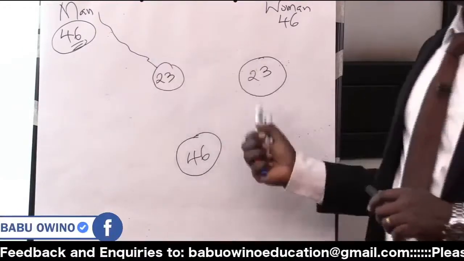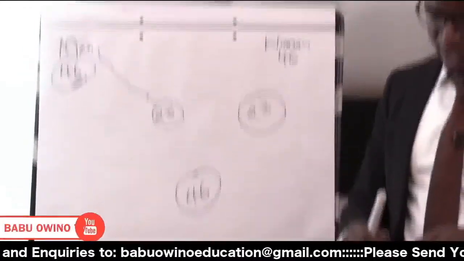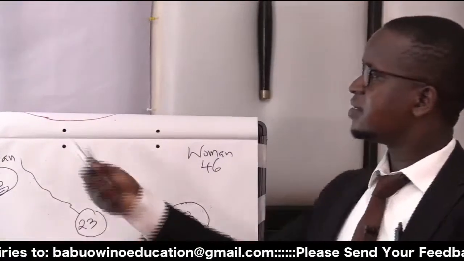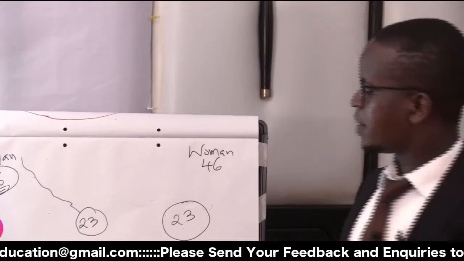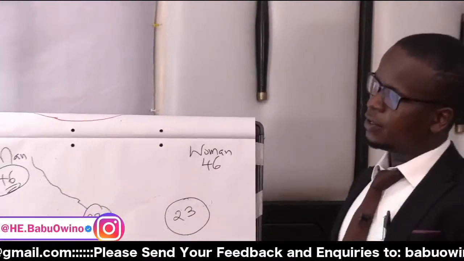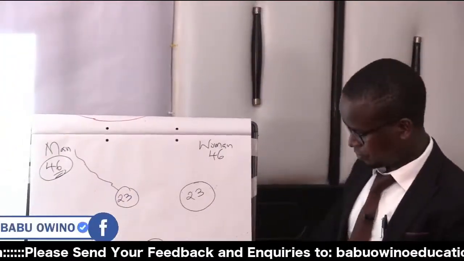So meiosis usually halves the number of chromosomes in the gametes. So in gametes, the number of chromosomes is always haploid, but in the somatic cells, the normal body cells, the number of chromosomes is always diploid. So it's always important to take note of that.